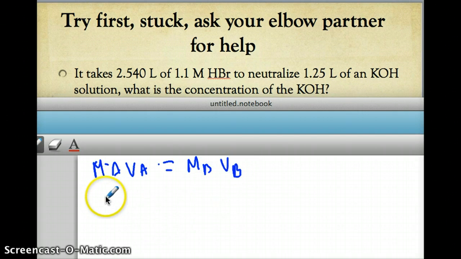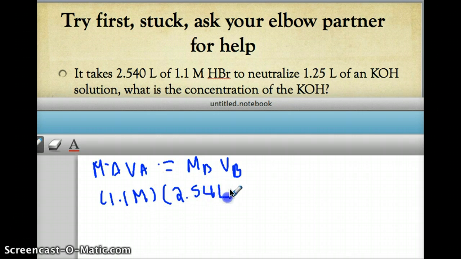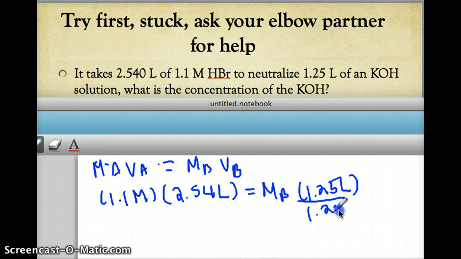So what is the concentration of acid? The concentration of acid is 1.1 capital M. The volume is 2.54 liters. It's equal to the concentration of base, which is what we're looking for, times the volume of the base, which is 1.25. When you solve for MB, you're going to divide on both sides, because you want to get this isolated by itself.